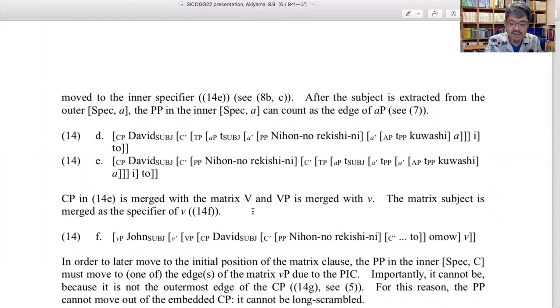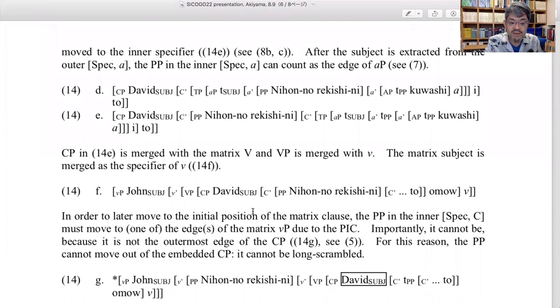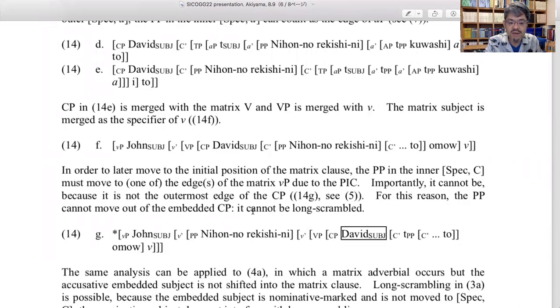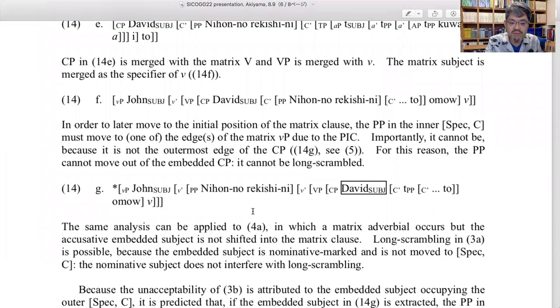In 14e, the subject is located in the outer spec C, and the element to be scrambled, I mean PP, is located in the inner spec C. CP in 14e is merged with the matrix V, and VP is merged with small v. The matrix subject is merged with the specifier of small v, as in 14f. In order to later move to the initial position of the matrix clause, the PP in the inner spec C must move to one of the edges of the matrix small vP due to the PIC.